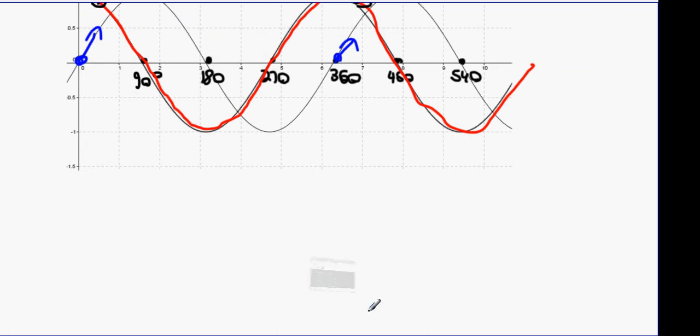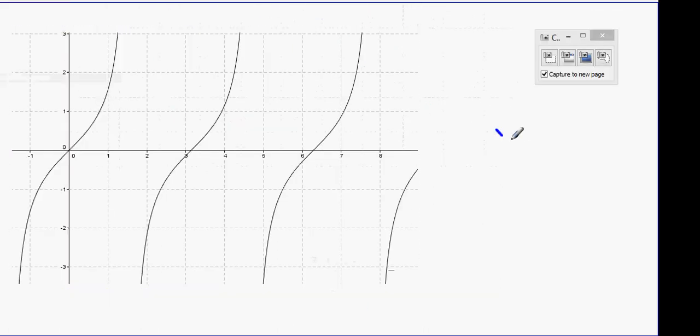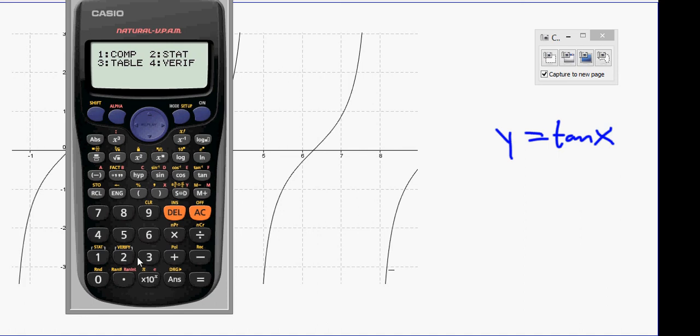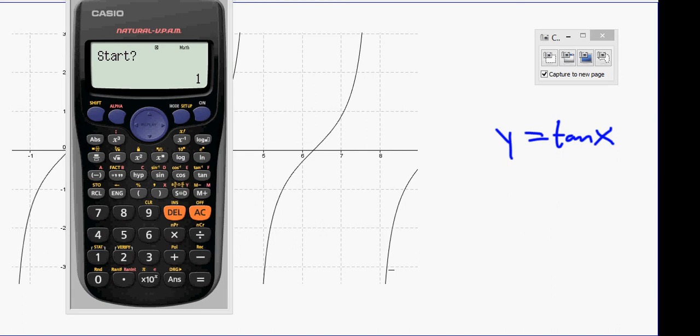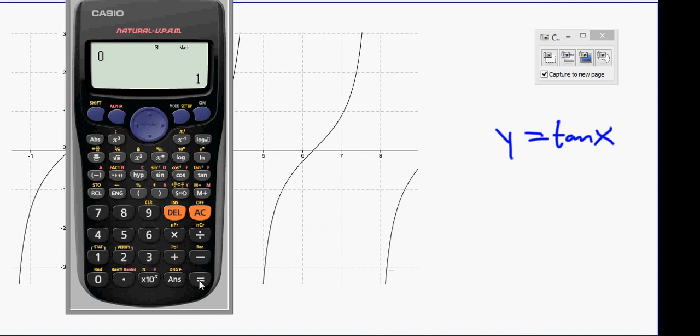Okay, so go on. Now we have a graph of y equals tan x on the board. Now what we're going to do is put into our table function f of x equals tan x. Okay, once we've done that, what we're doing here is we're starting at 0, and we're going to end at, let's say, 360 just to get the full 360 degrees in, and then we're going up in steps of 15.